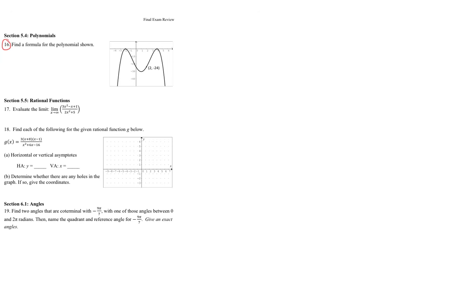So we see our two zeros at -2, and I believe that looks like +4, and they both have a multiplicity of 2. So what we know is our p of x is going to be some factor of a times (x plus 2) squared, because the multiplicity is 2, (x minus 4) squared. Now we're going to use our known point, 2, -24.